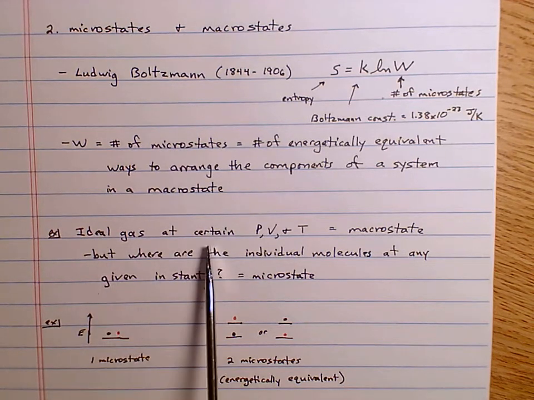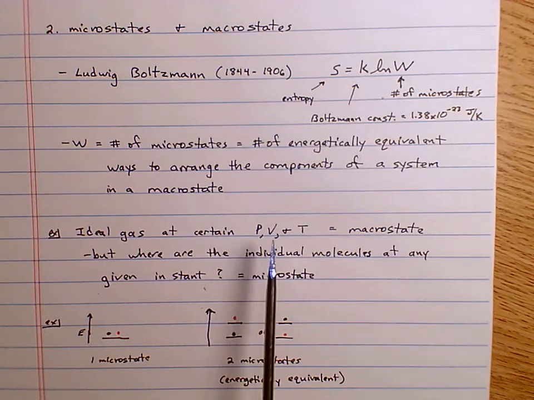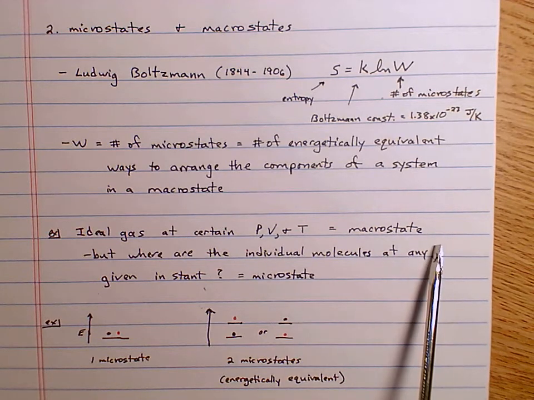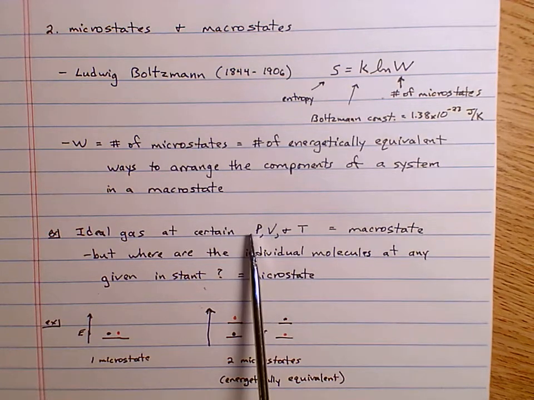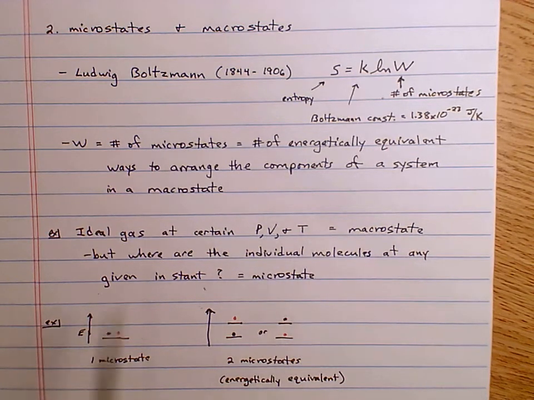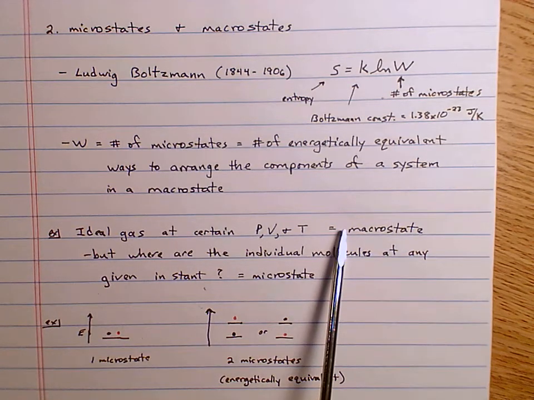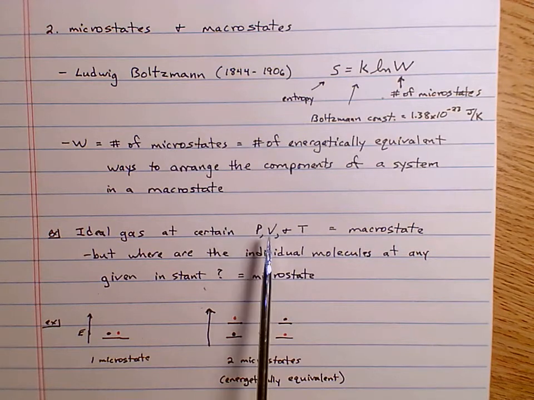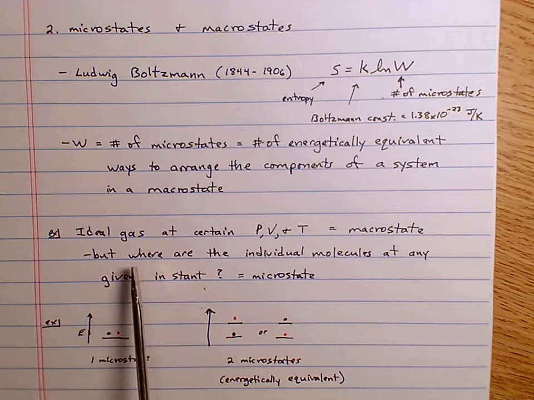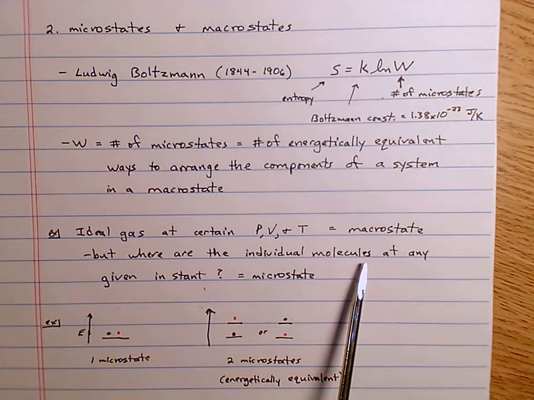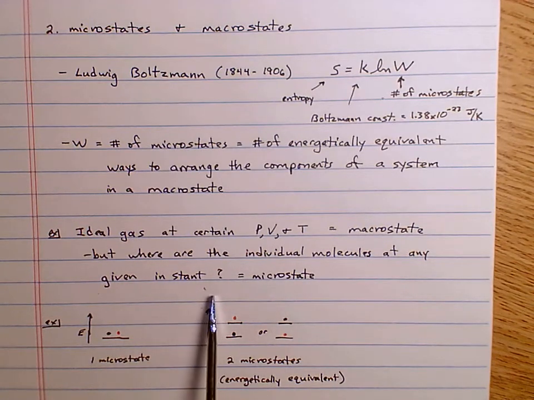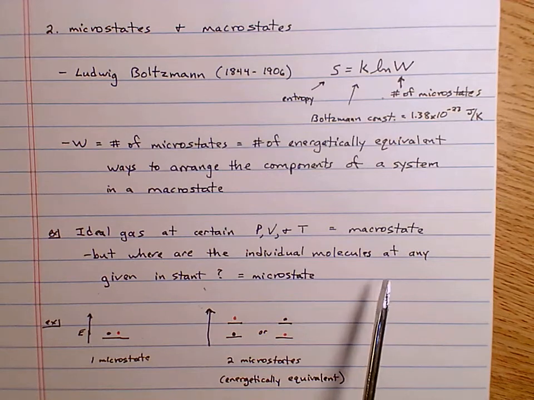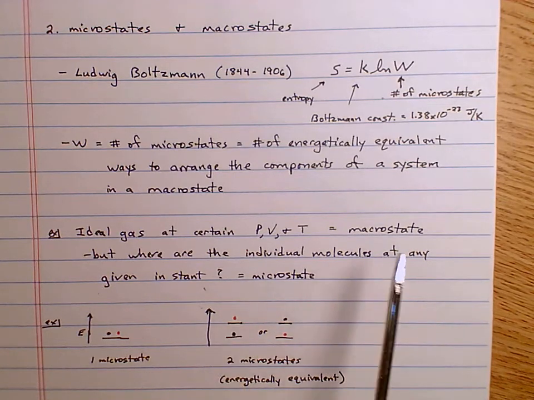All right, so one example is this. Say you have an ideal gas. It's at a certain pressure, volume, and temperature. This is the macrostate. As long as you don't do anything with the gas, the pressure, the volume, the temperature will remain constant. That is the state of this gas. It exists as a certain number of moles at this pressure, this volume, and this temperature. But the question is, where are all the individual molecules at any given instant? The position of all the molecules is the microstate.